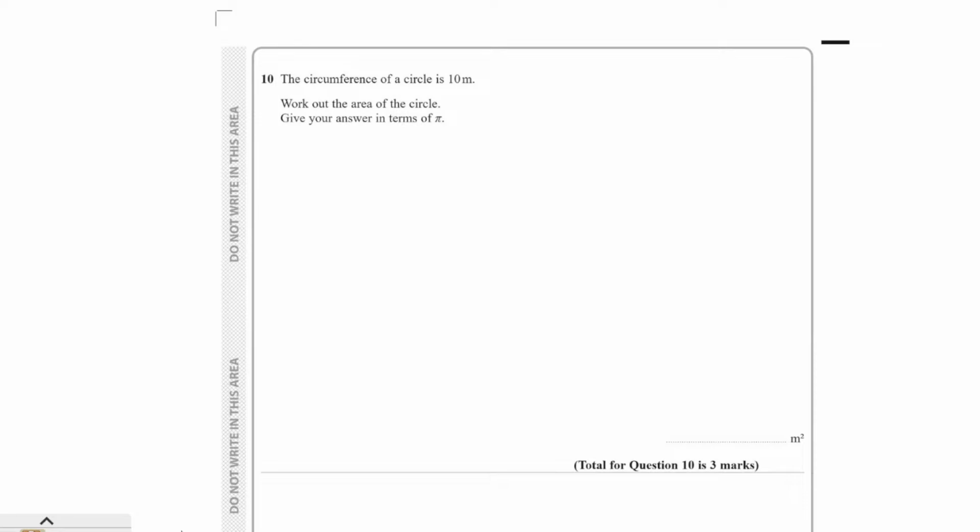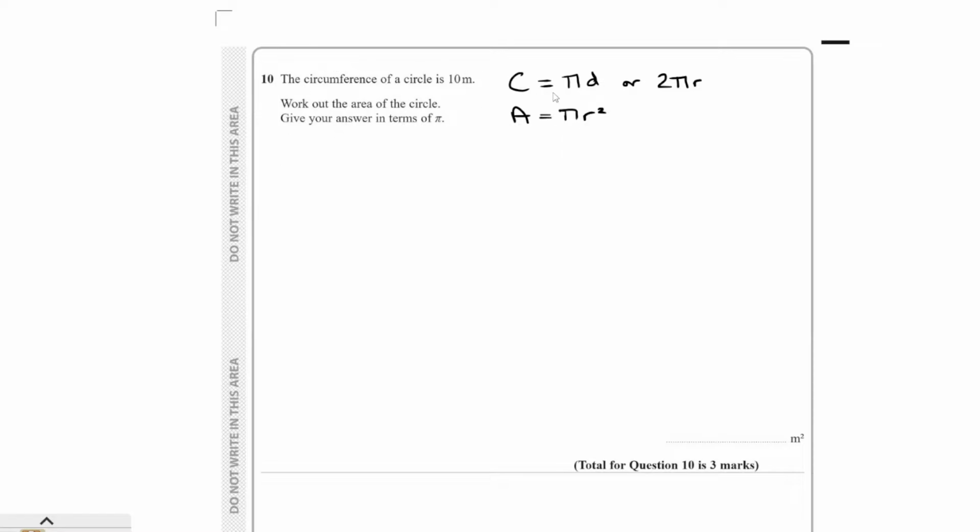Okay, question 10. The circumference of a circle is 10 meters. Work out the area of the circle and give your answer in terms of pi because it's non-calculator. So we need to know 2 formulas here. The circumference, which you either know as pi times diameter or 2 pi r, doesn't really matter, whichever you prefer. And then the area, which is pi r squared in all cases, really. So that's what we're going to need to do.